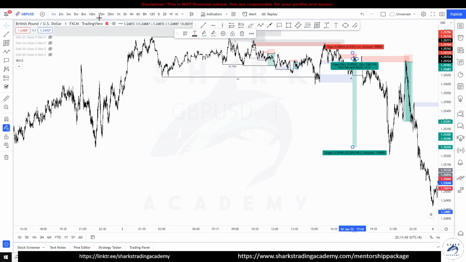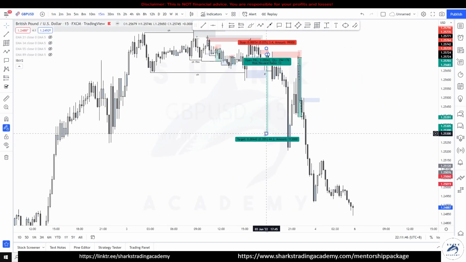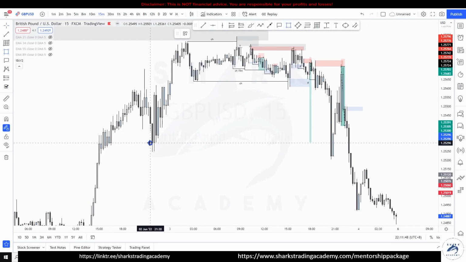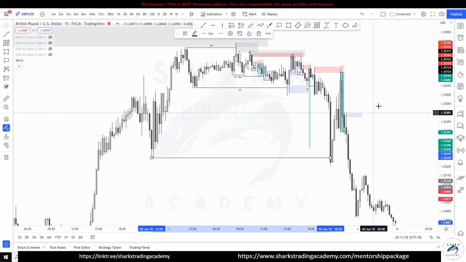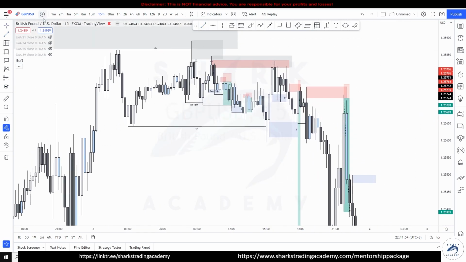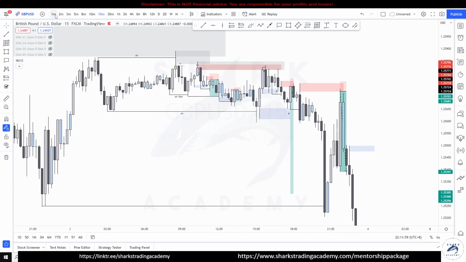I took out slightly more conservative. I didn't aim the lowest point. Okay, I targeted the wicks instead. So somewhere inside here. Okay, so ideally you want to take out this low, which it did. All right, so this is my 1M entry model. So can you see as prices is delivering lower on the 1 minute?